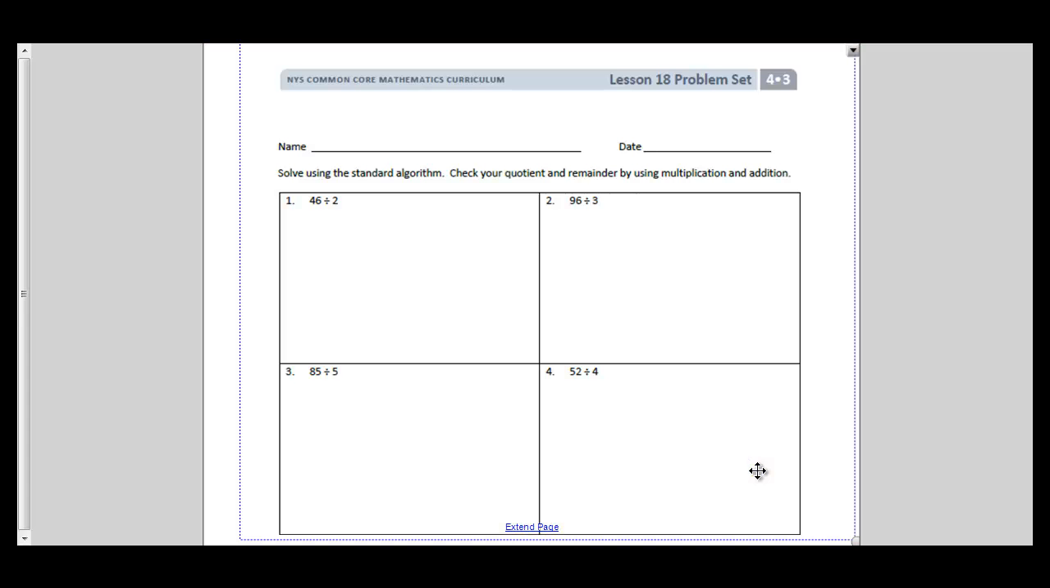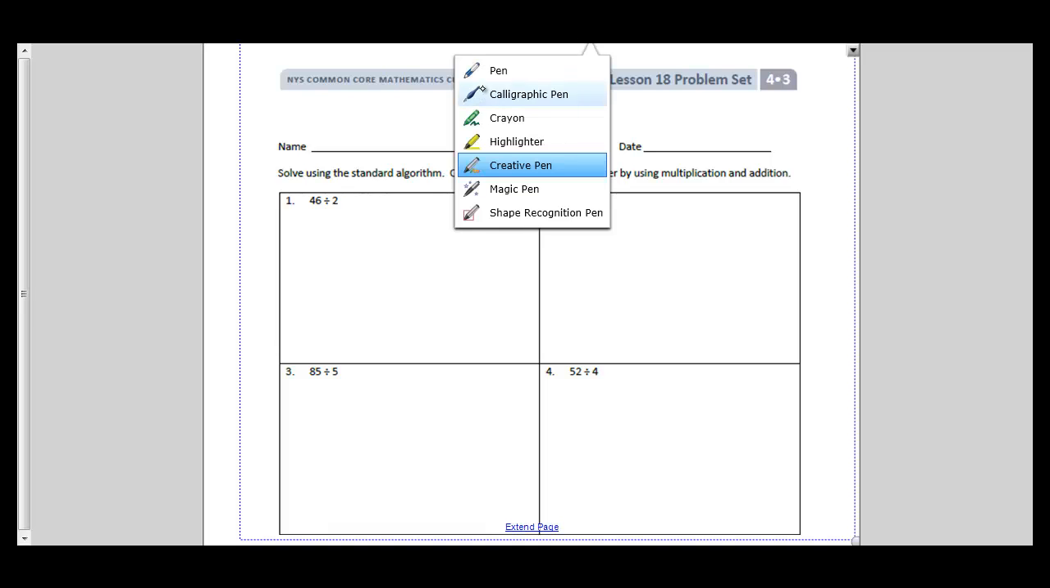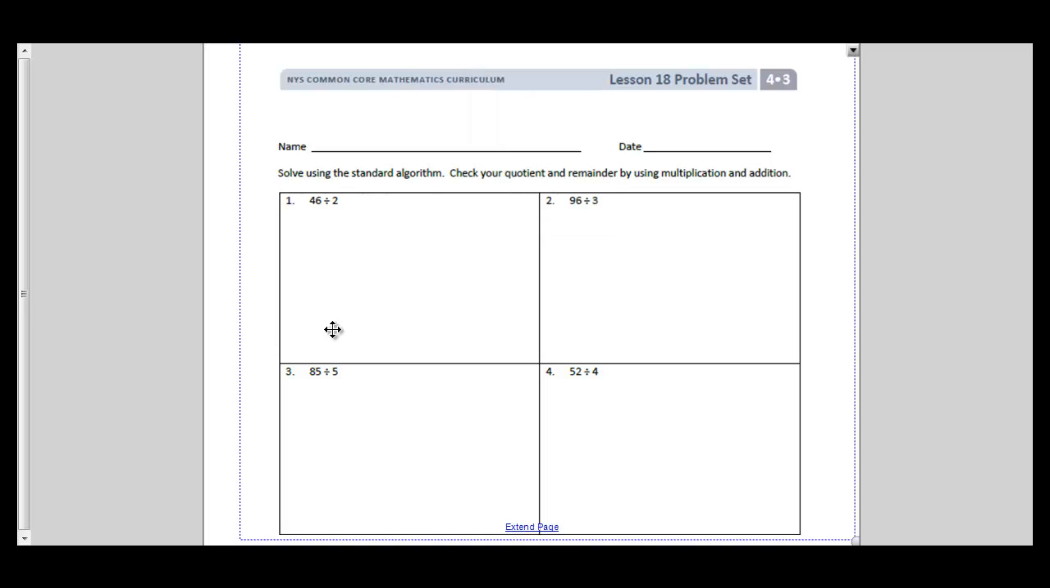All right, let's start with our problem set. You're going to notice when you read the directions on your problem set that it just says solve using standard algorithm. That means solve using long division. You do not have to use a place value chart. If you would like to draw a place value chart to help you, you're more than welcome to do that, but we're not going to do that on this problem set. But if you need to do it, you can pause the video and do it on your own.